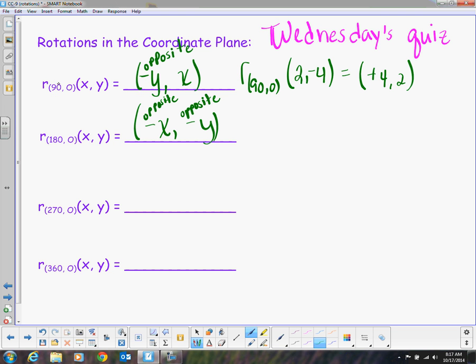This says rotate 90 degrees about the origin of the ordered pair x, y. And when you do that, the new coordinates will be the opposite of y, x. So you take these two numbers, you switch them, and you take the opposite of the first.